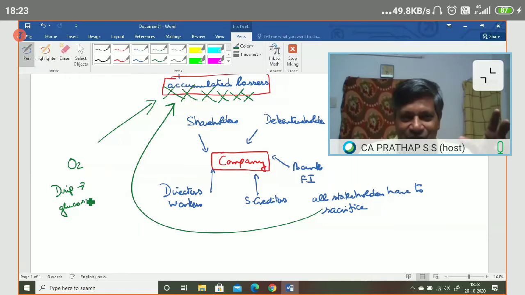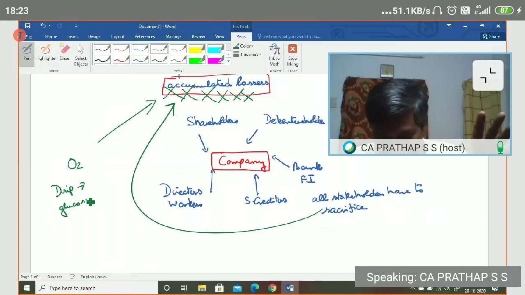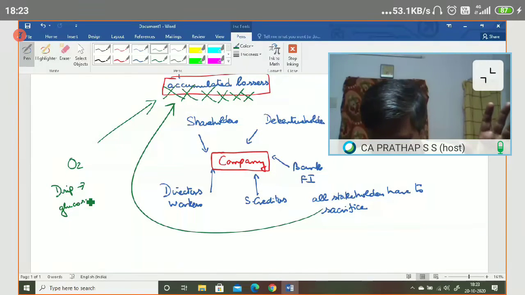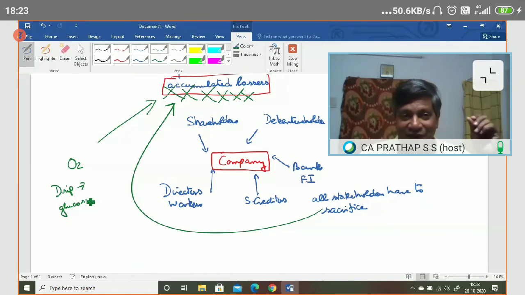So the drip is, these fellows will have to pump in money. The shareholders will have to put money. The banks will have to put money like that. You have to give blood money. Suppose it is a serious accident case, it means even a blood transfusion. That blood, that glucose drip is money that has to be introduced.